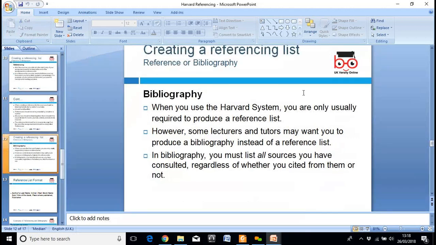Oh, this is mentioned. I've already mentioned this. The bibliography, when you use the Harvard system, you're usually only required to produce a reference list. Some lecturers or tutors may want a bibliography instead. In the bibliography, you will see all the sources you've consulted, regardless of whether you've cited them or used them in the actual piece. That is basically just what I said to you before.